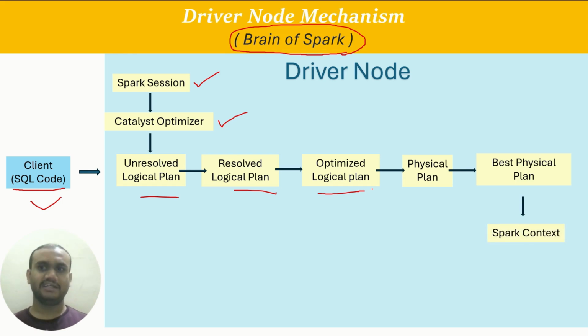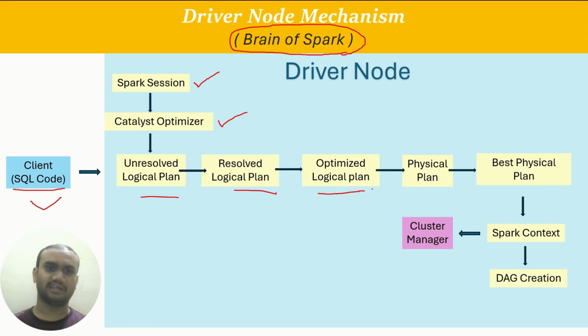Once this is ready, it goes to the Spark context. Spark context is basically the available interaction between your driver node and your cluster manager. So what does it do? Spark context connects to this cluster manager and requests the available resources.